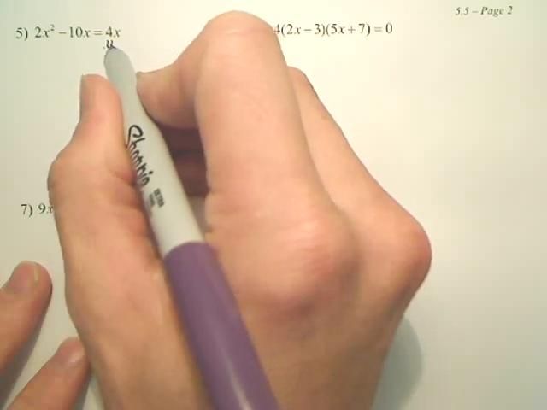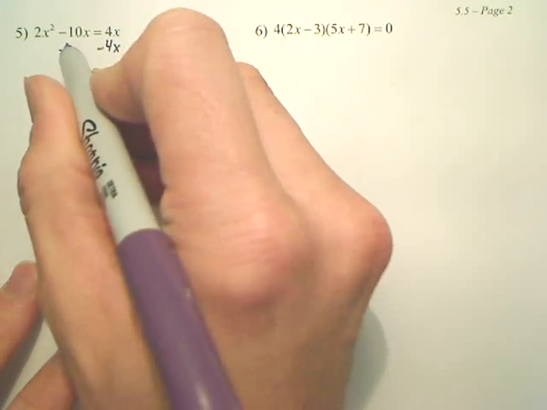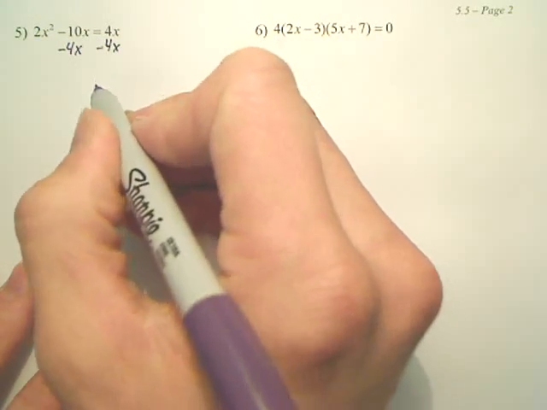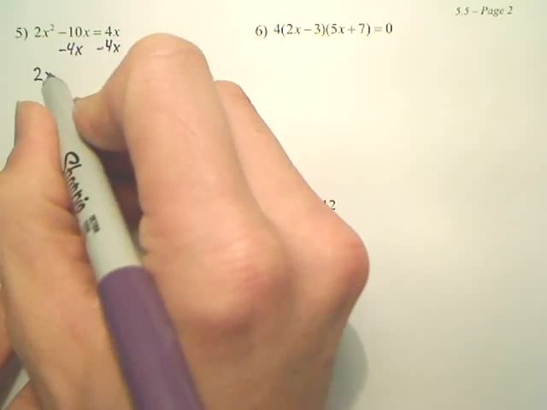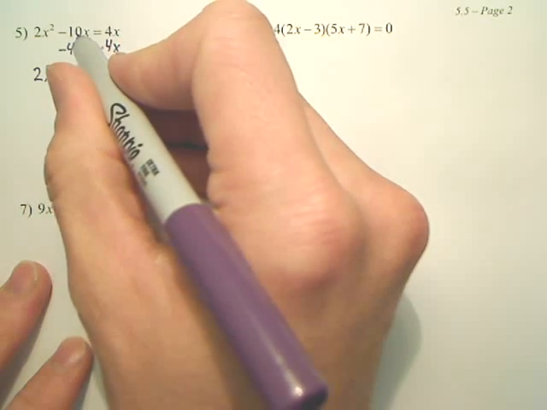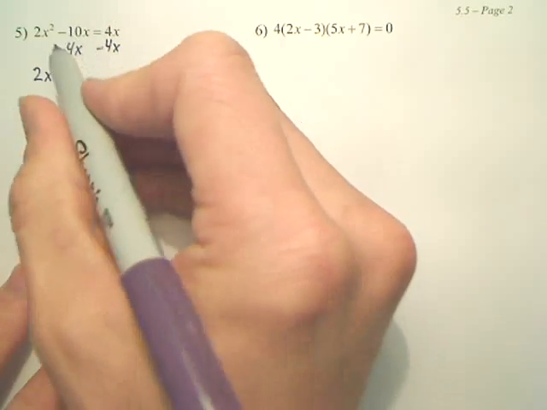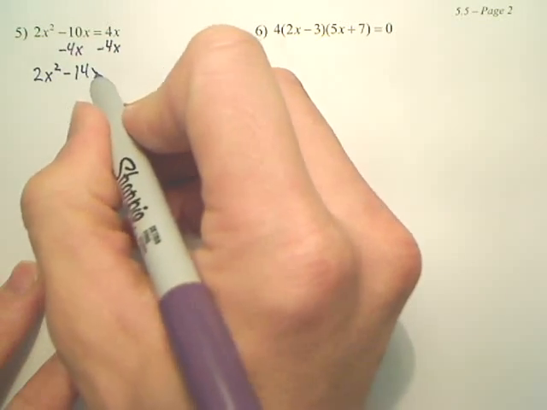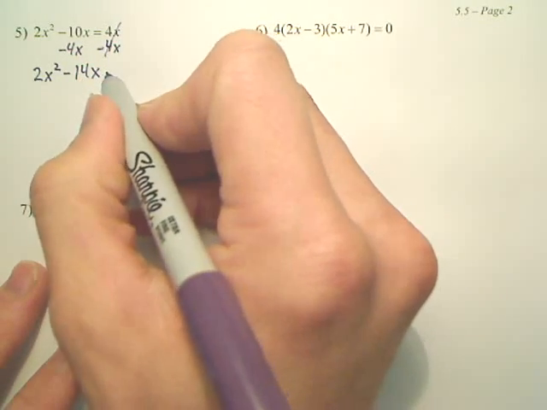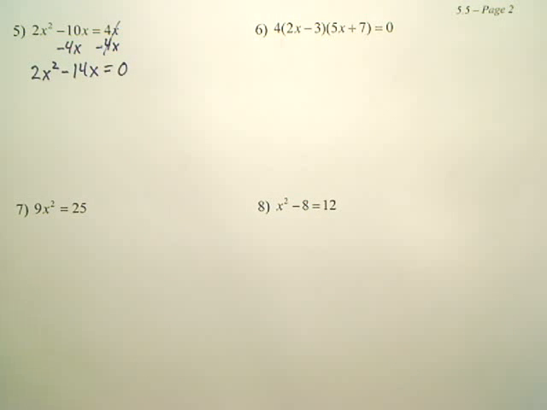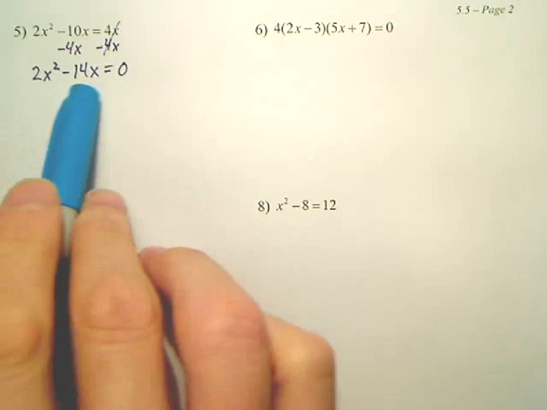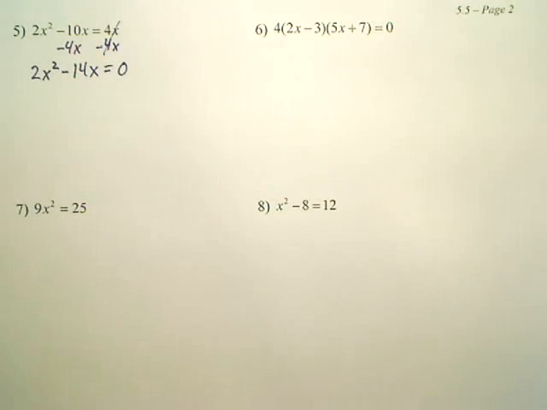So basically, we've got to move this 4x over. When I do that, I now have 2x squared. And then negative 10x minus 4x is minus 14x. And then that cancels, leaving me 0. Okay. Why did I do that? Well, if I factor this side, I can solve it.